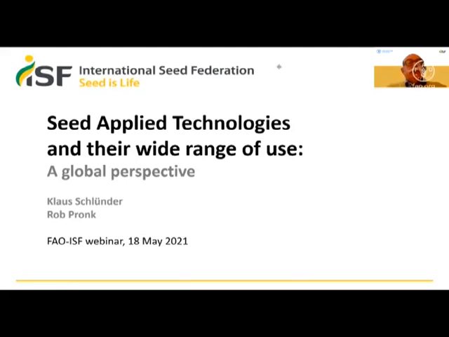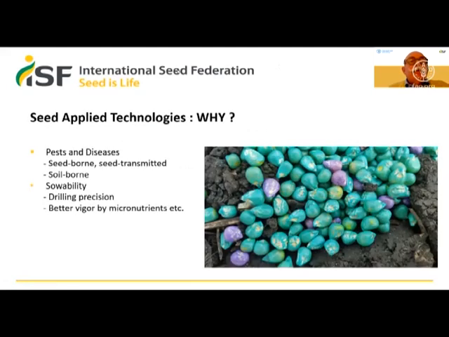We have split it in two different parts. The one is to explain why we are doing seed applied technologies, and we are fighting with these technologies against pests and diseases, both seed borne and soil borne. And then on the other side, we have the technical side, which is drilling precision, better vigor and micronutrients.